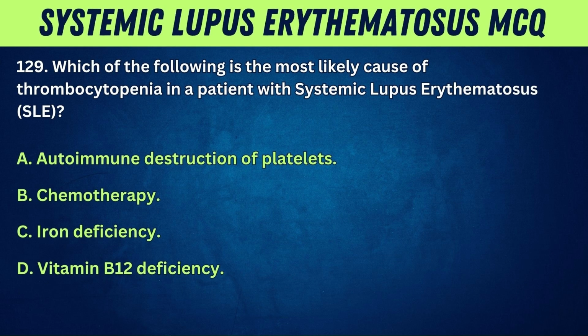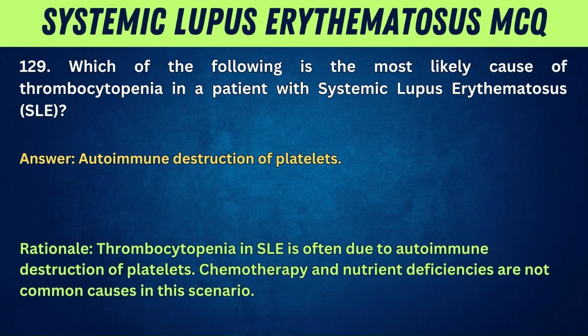129. Which of the following is the most likely cause of thrombocytopenia in a patient with systemic lupus erythematosus, SLE? A. Autoimmune destruction of platelets. B. Chemotherapy. C. Iron deficiency. D. Vitamin B12 deficiency. Answer: autoimmune destruction of platelets. Rationale: thrombocytopenia in SLE is often due to autoimmune destruction of platelets. Chemotherapy and nutrient deficiencies are not common causes in this scenario.